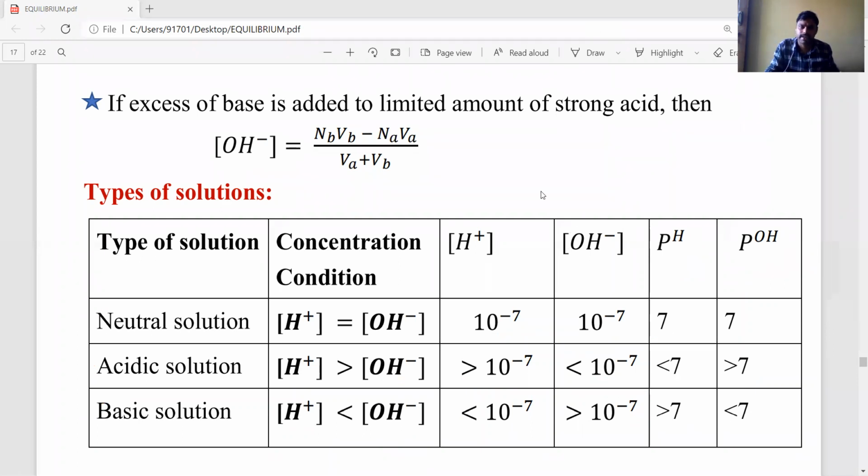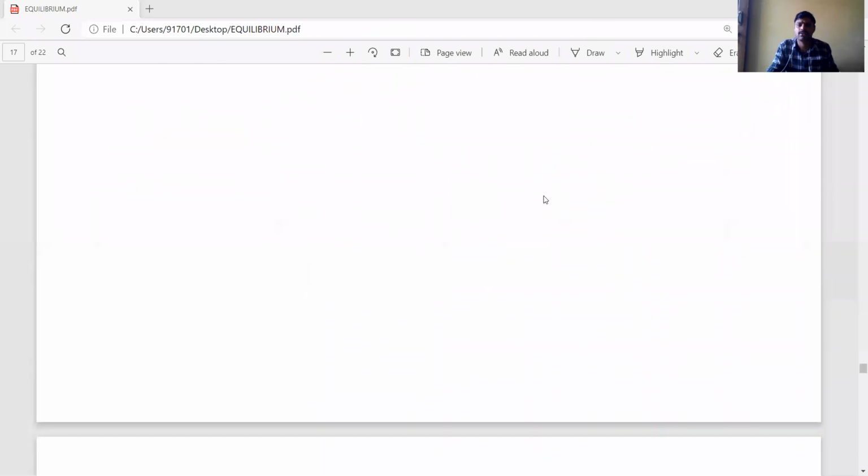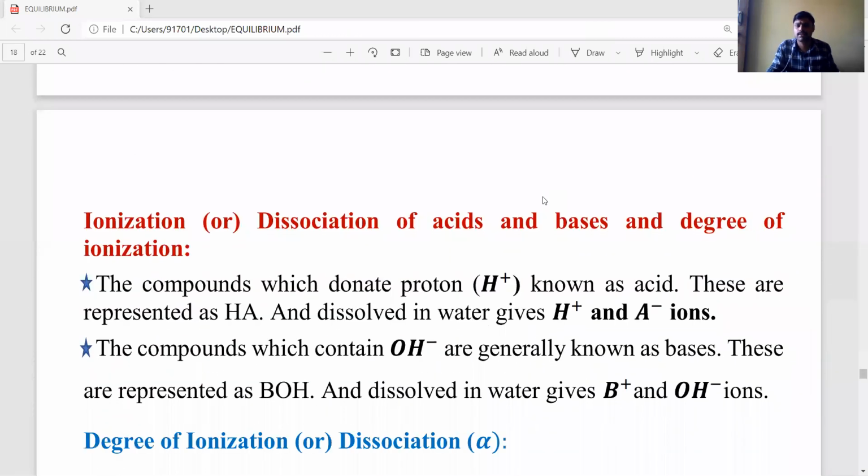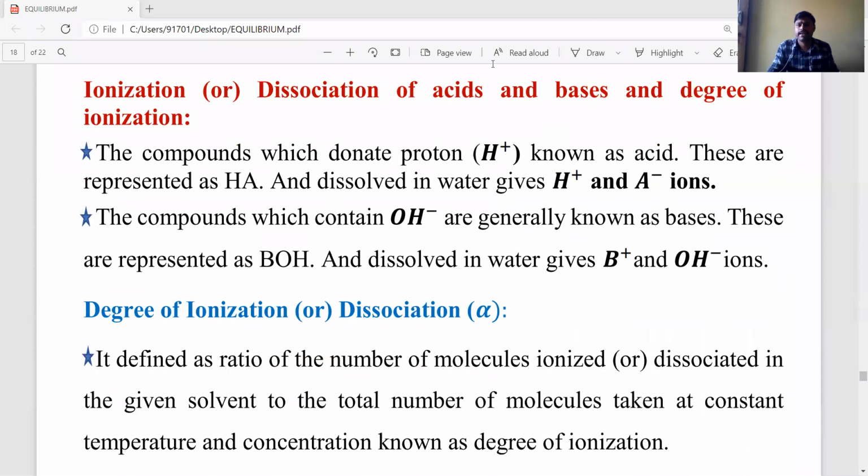Okay. Next. Now the acid-base concepts are over. Now we need to discuss the ionization or dissociation of acids and bases. This means, for strong acids or weak acids, or strong bases or weak bases, how they will be ionized, what the degree of ionization is, and how the degree of ionization helps in the ionization of acids and bases. So first we'll think about that.